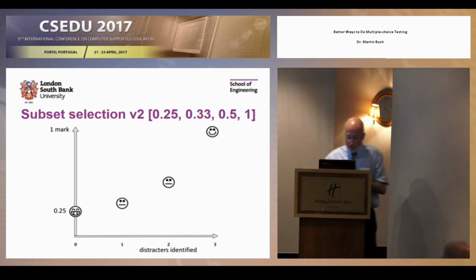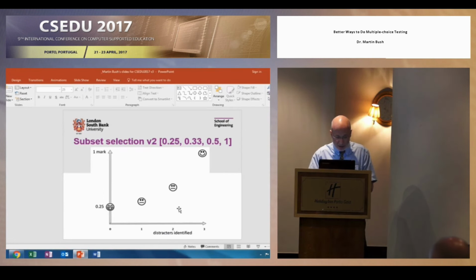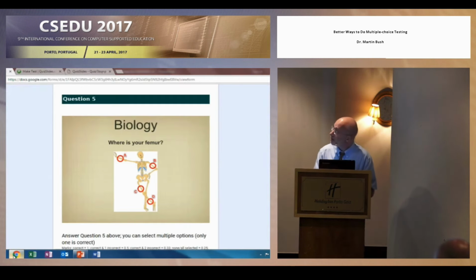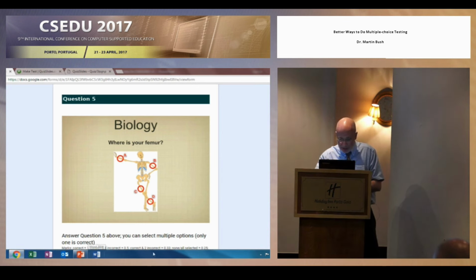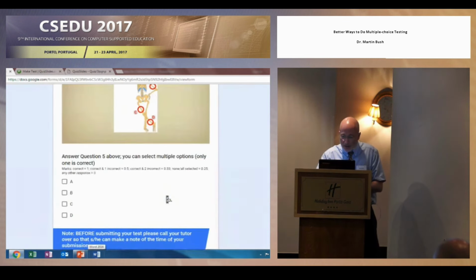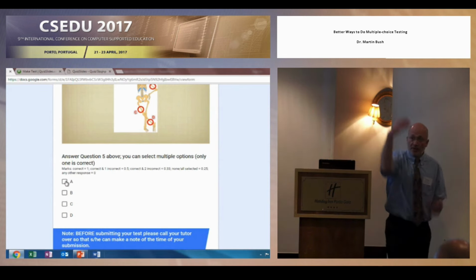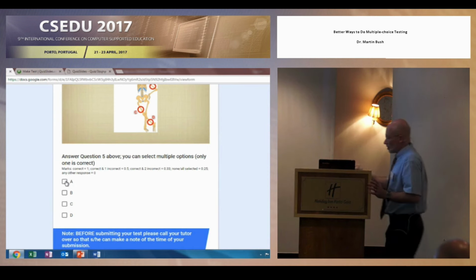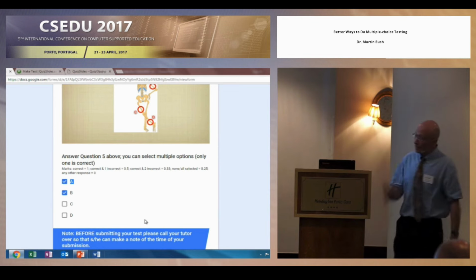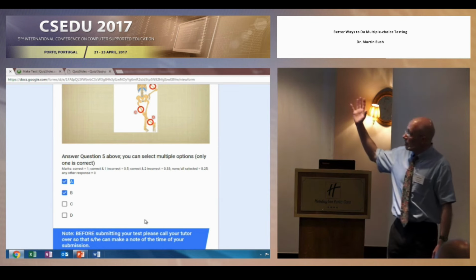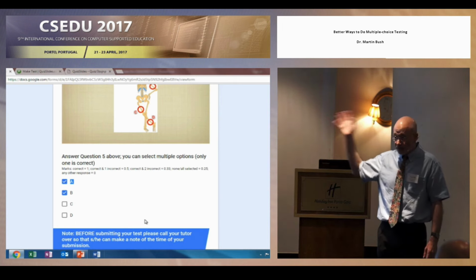If I go back to this, is it still there? Okay. So this is a Google form, and it's set up to be a subset selection form. So these are not radio buttons. Normally you'd think they're radio buttons. These are checkboxes. So I can select that one, and I can select that one. I don't know who's used Google Forms before. It's really easy to use.